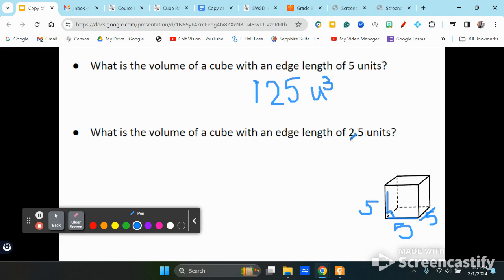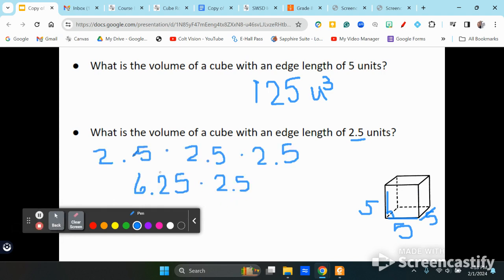What about if it was 2.5 units? Well, now I have this one. Maybe I don't know this one. Now I have to multiply. So I did 2.5 times 2.5. That got me 6.25. But then I'm still multiplying by 2.5 again. So that is 15.625. I'll write 15.625.